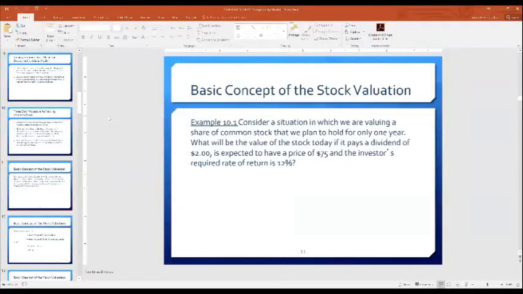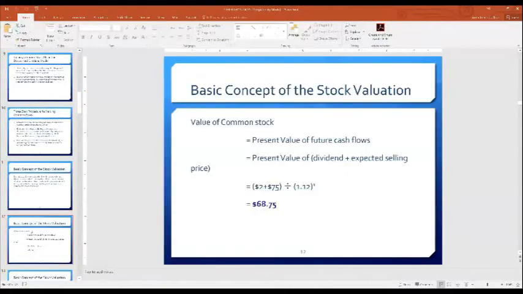And then you're going to engage in the stock. So what will be the value of the stock today if it pays a dividend of 2 and is expected to have a price of 75, and the investor's required rate of return is 12? Okay? So how are we going to compute for that? Okay, so we have the present value of future cash flows, the present value of the dividend plus the expected selling price. So we have this formula.